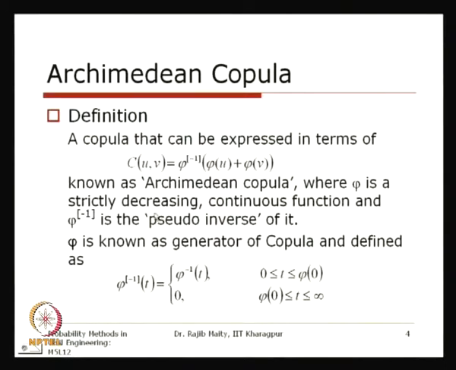So, you know that strictly increasing means if we take two values, u1 and u2, and u2 is greater than u1, then phi of u2 should be greater than phi of u1. That is strictly increasing, and when we say strictly increasing, the equality sign is also not there.